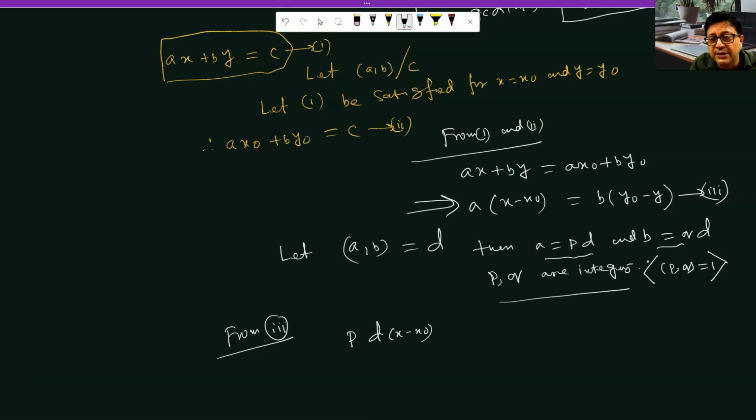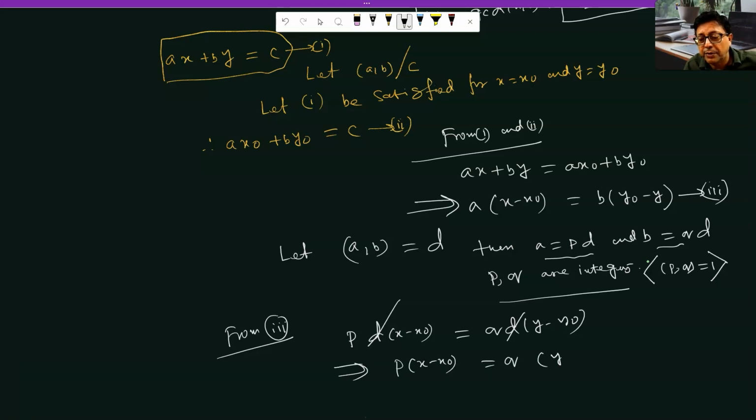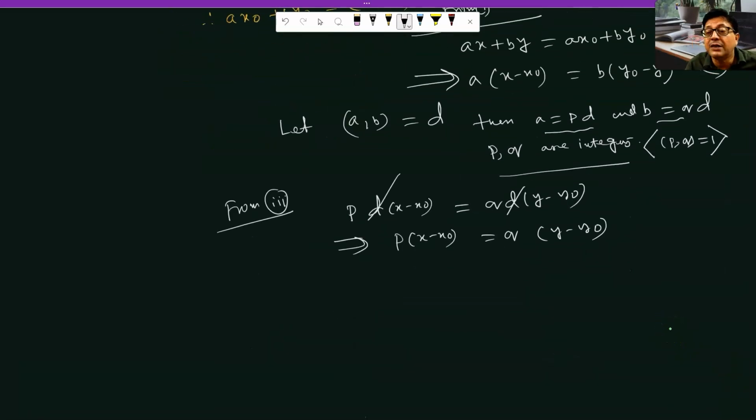p(x − x0) D = q D (y − y0). D and D get cancelled. So this implies p(x − x0) = q(y − y0). It is quite obvious that p does not divide q and q does not divide p.